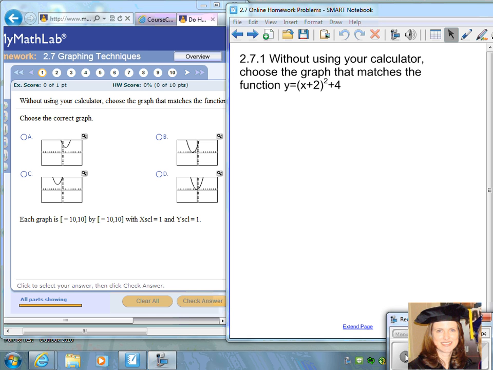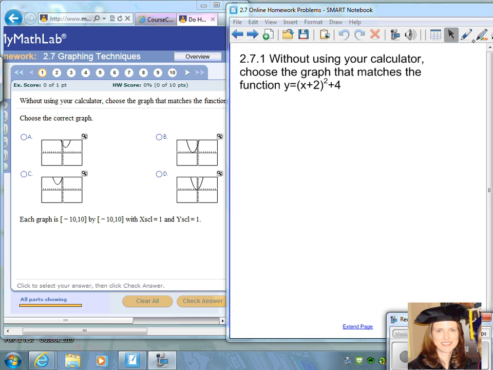Before you get started with the homework on section 2.7, you should review my video about the transformations. Once you get the hang of those transformations, you can actually identify the graphs of these basic functions that have been transformed fairly quickly. For the first one, without using a calculator, we want to choose the graph that matches the function y equals the quantity x plus 2 squared plus 4.